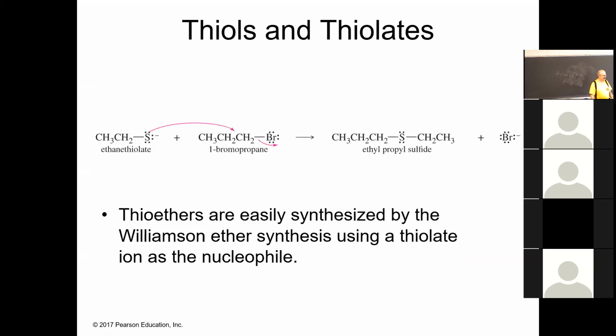Okay, these thioethers can be formed from thiolates. We can form the conjugate base of a thiol and then do an SN2. Okay, so this one is ethyl propyl sulfide. This is very similar to the Williamson ether synthesis that we just looked at a few minutes ago.